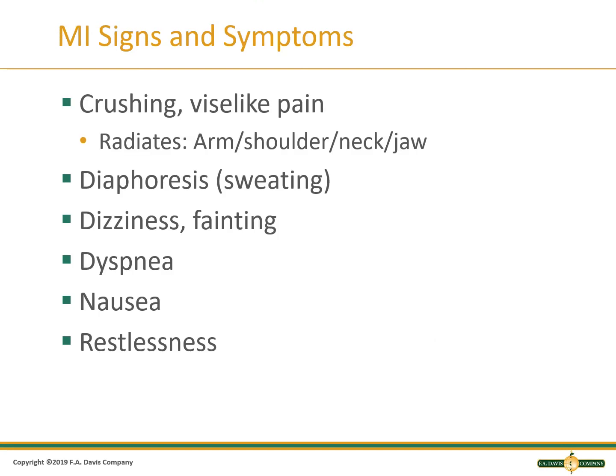Chest pain is a classic symptom. It begins suddenly and is not relieved by rest or nitroglycerin. The pain can be described as crushing or vise-like or as if an elephant is standing on the chest. It can radiate to back, one or both arms and shoulders, neck, or jaw.